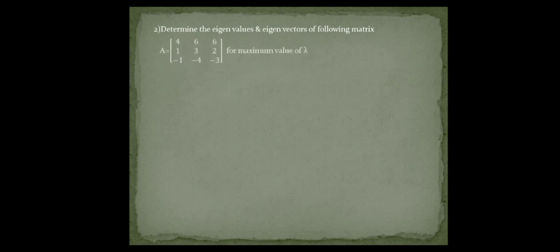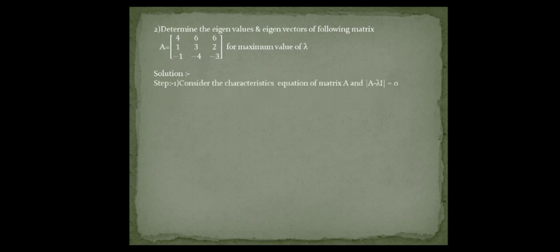Now in example 2, we have to determine eigenvalues and eigenvectors of the following matrix A for the maximum value of lambda. So in step 1, we have to consider the characteristic equation of matrix A, that is, A minus lambda I equal to 0, in which we have to subtract lambda from the diagonal elements. So matrix A becomes [4 minus lambda, 6, 6; 1, 3 minus lambda, 2; -1, -4, -3 minus lambda].